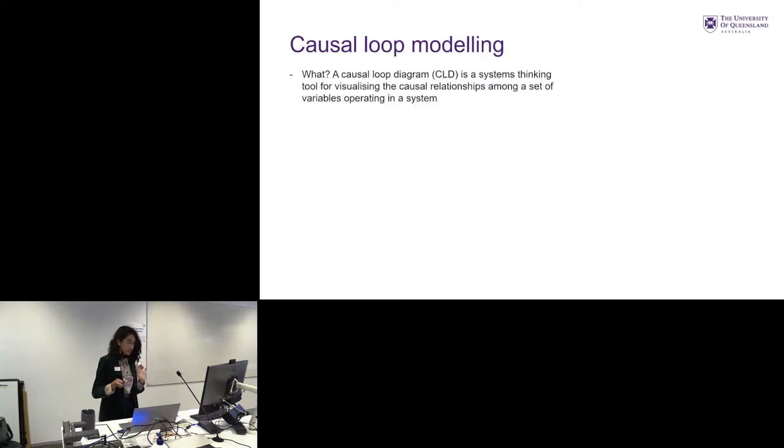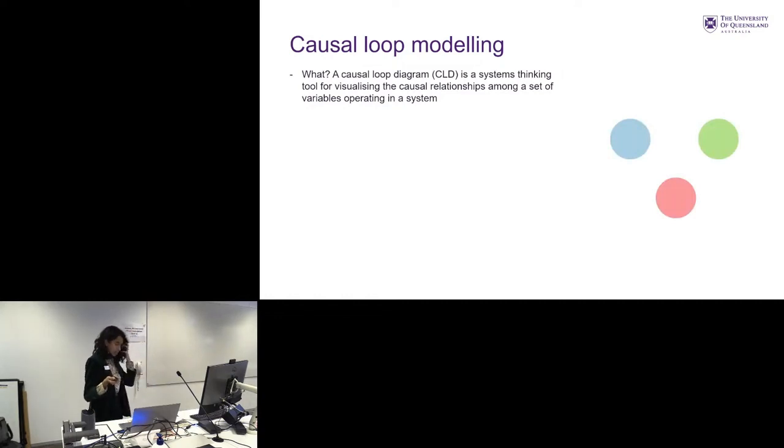So after defining the problem to explore, the next step in systems thinking is called causal loop modeling. So this involves developing a conceptual model of the problem known as a causal loop diagram, or CLD. And this is a tool which enables empirical research and theoretical knowledge to be combined into a visual representation of causal relationships.